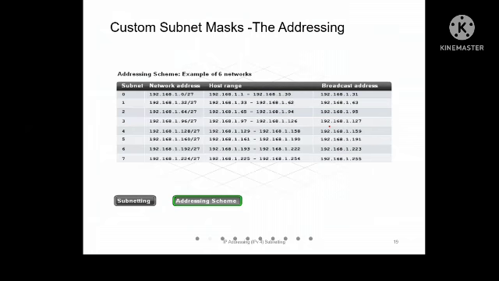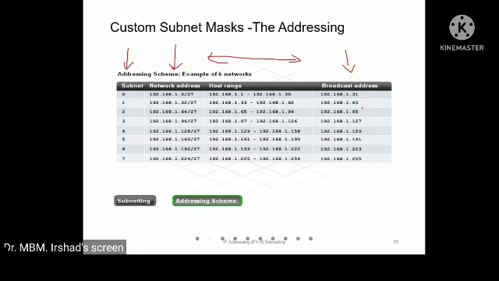Basically here you have the subnets, here you have the network addresses of the subnet, and here you have the host range. This is the broadcast address. You know, every network will have a network address as well as a broadcast address. Otherwise, communication will not take place. So this is the table generated with the help of a calculator. I will show you more later.